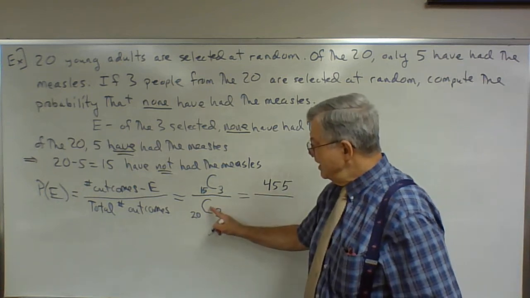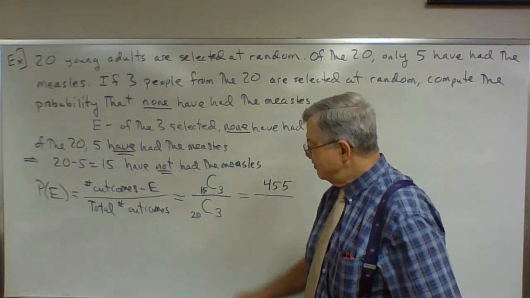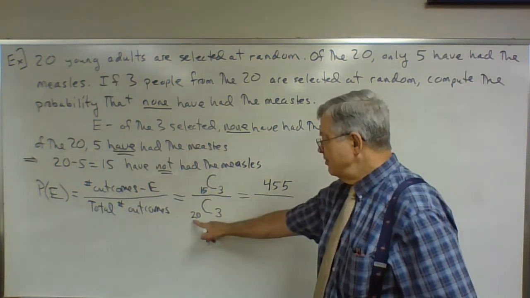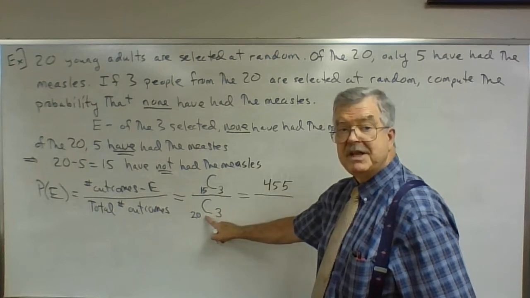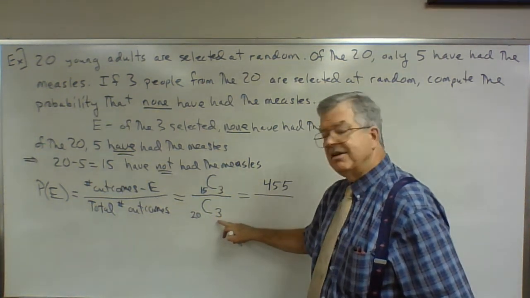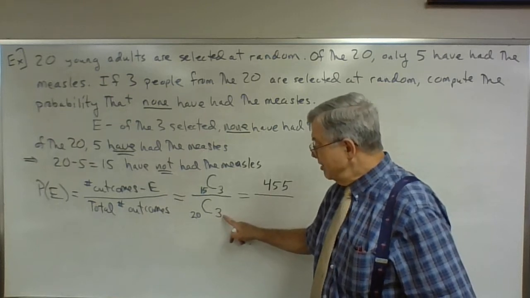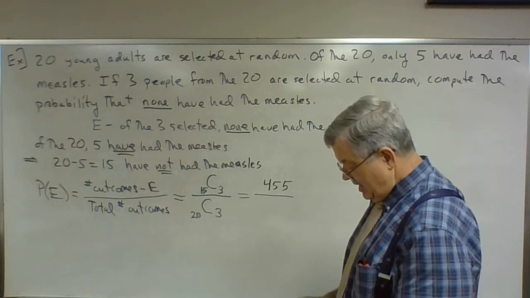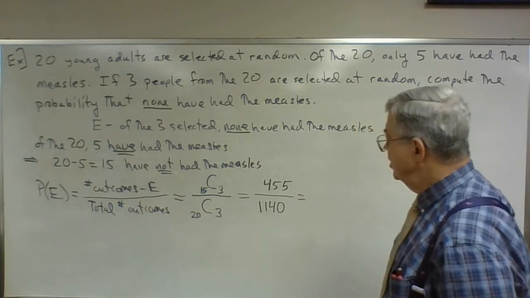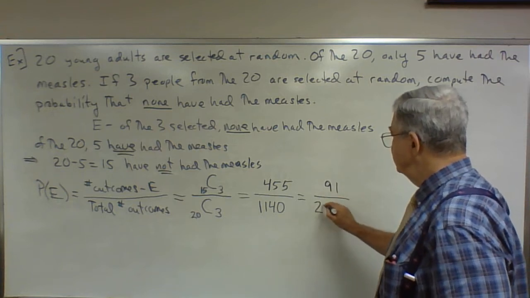We'll do the same thing with selecting a combination of 3 people from a set of 20. We'll type in the first number, 20. We'll hit the probability key. Then we'll hit the right arrow until nCr is underlined. And when it is, we'll hit enter. We'll type the second number, 3, and we'll hit enter again. And this is 1,140, which reduces a little bit. 91 over 228.